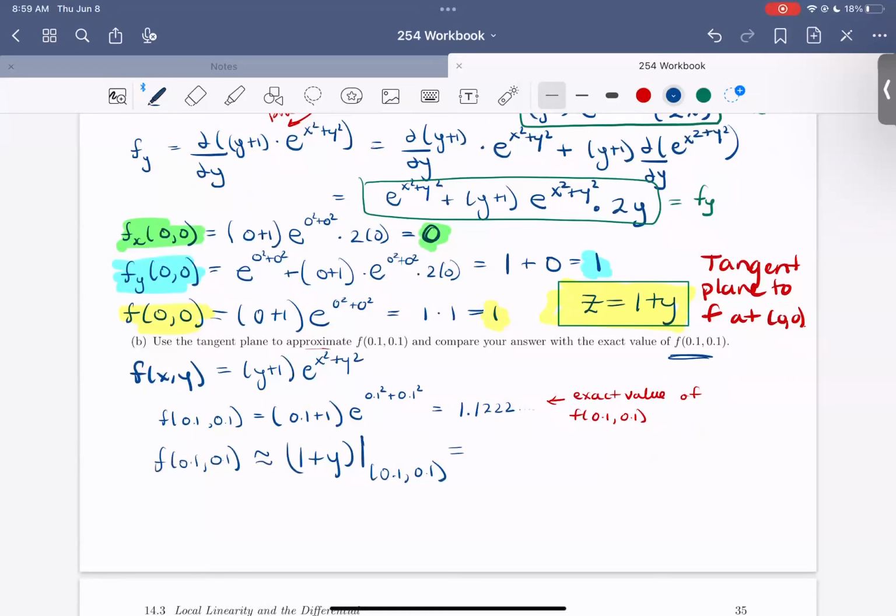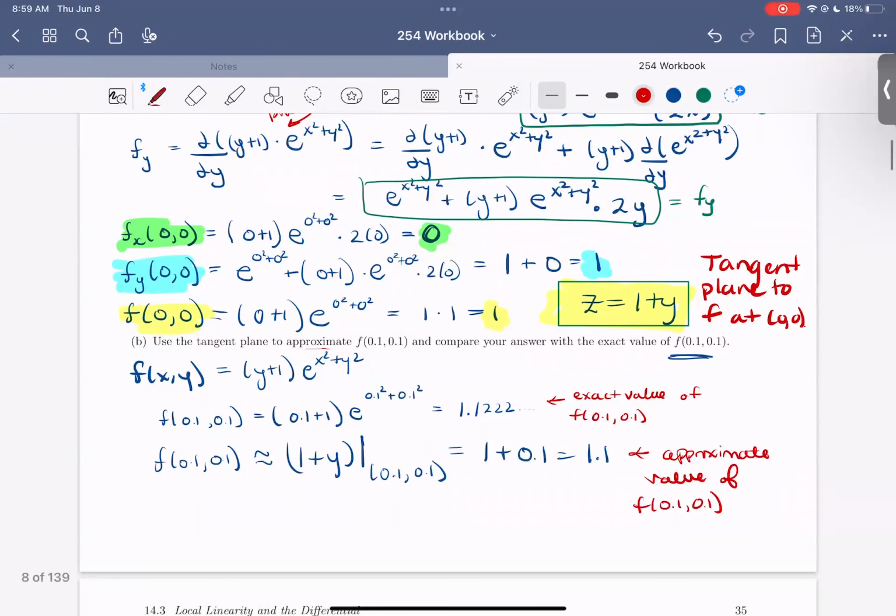I'm just using some notation here. You've probably seen this when you're computing integrals or when you're looking at those partial derivatives. So now I'll plug in 0.1 for y. So we get 1 plus 0.1, which is just 1.1. So here is our approximate value of f of 0.1, 0.1.